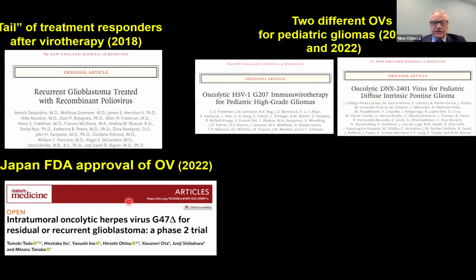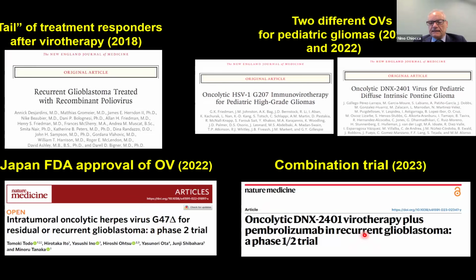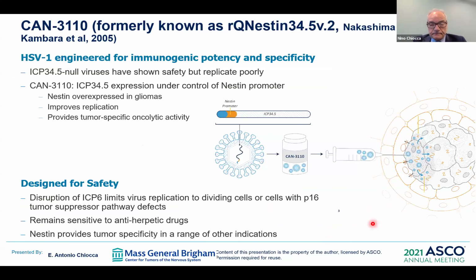And then a couple of years ago in Japan, this particular herpes virus, which is actually different from the one here, was approved by the Japanese FDA for recurrent GBM on the basis of a phase 2 trial. And then lastly, Fred Lang and Galera Zadeh published a phase 2 combination trial of an oncolytic adenovirus plus pembrolizumab in recurrent glioblastoma. And therefore, there's been interest in these therapies from publications that have relatively high citation impact.